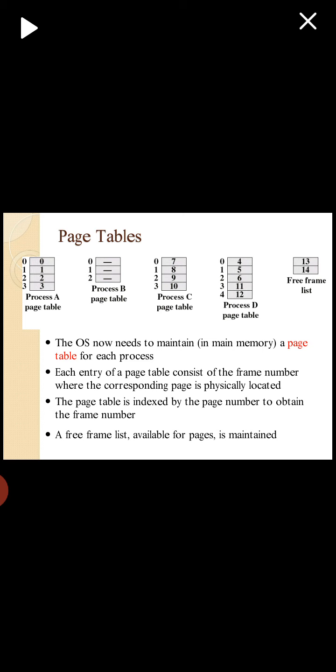This is the structure of paging tables. The operating system now needs to maintain a page table for each process. Every process has a separate page table. Each entry of the page table consists of the frame number where the corresponding page is physically located. The page table is indexed by the page number to obtain the frame number. A free frame list of available frames is maintained.